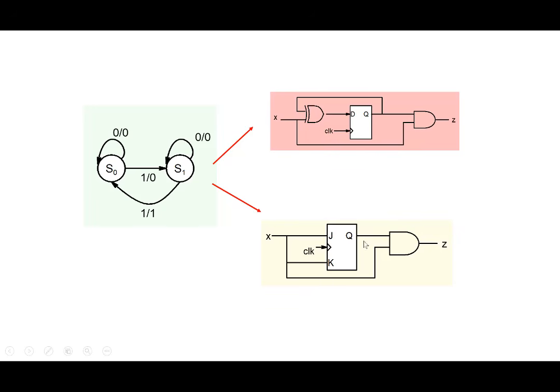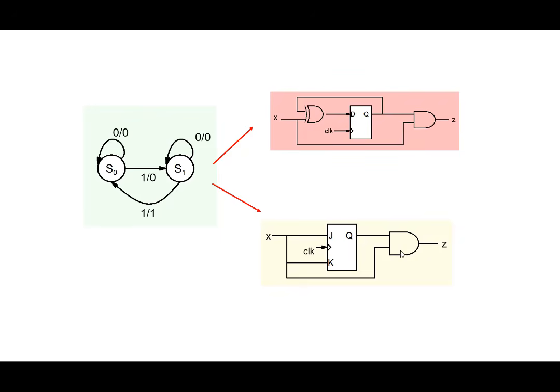In the first circuit, we require an extra XOR gate here, while in the second circuit, we just have an AND gate here. So this is something that very often happens, that a JK flip-flop may give rise to a simpler circuit as compared to a D flip-flop.